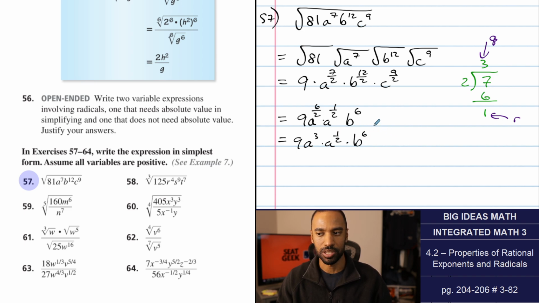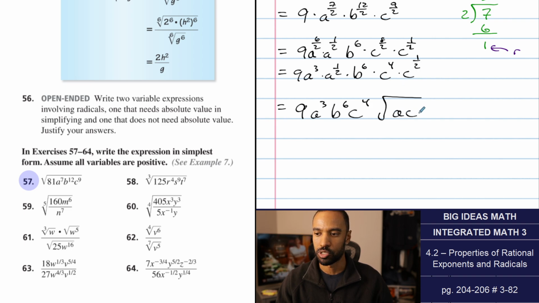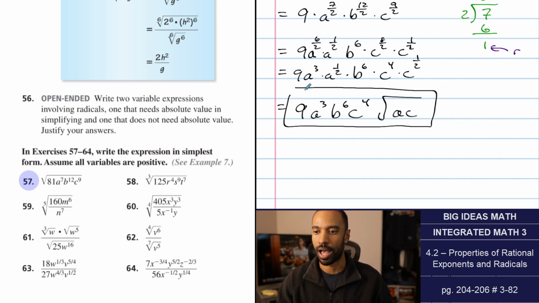Now, what I'm going to do with this is slightly different. I'm not going to do it this way every time. 9 halves is the same thing as 8 halves times 1 half. Actually, this probably is what the book does to begin with. So c to the 9 halves is c to the 8 halves times c to the 1 half, which is c to the 4th times c to the 1 half. Now, the 1 halves are radical values. Those are square roots. Those stay inside square roots. Anything that's a whole number comes outside. This is 9a cubed times b to the 6th times c to the 4th, times the square root of a times c. These two did not pull out of here.